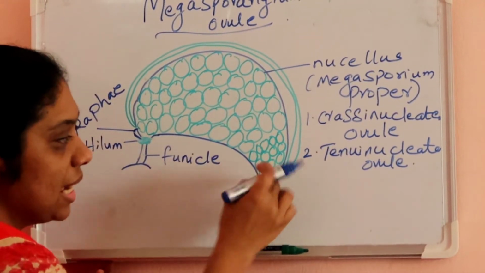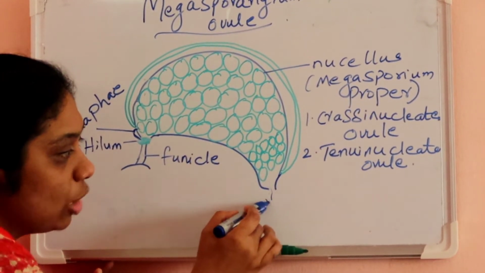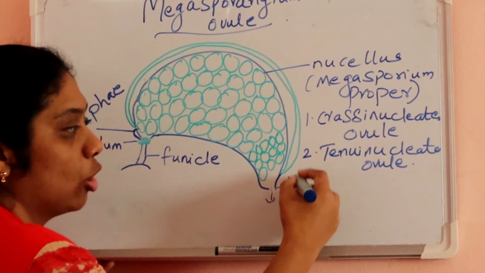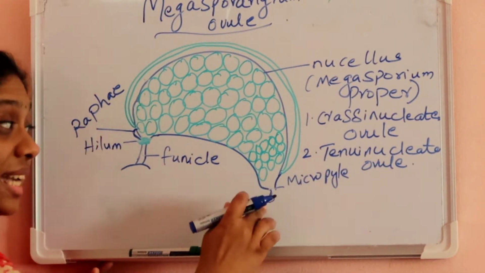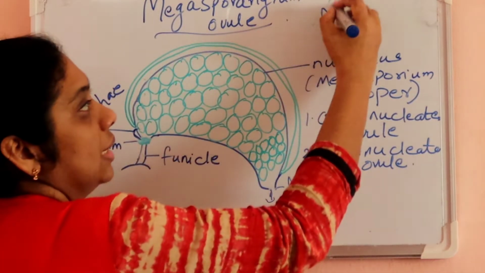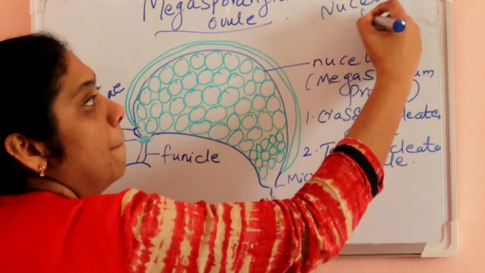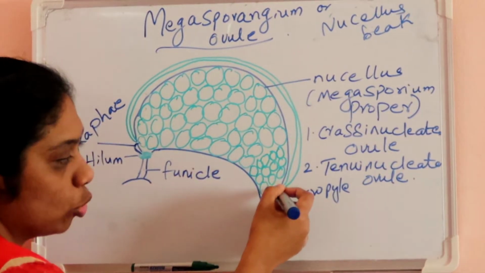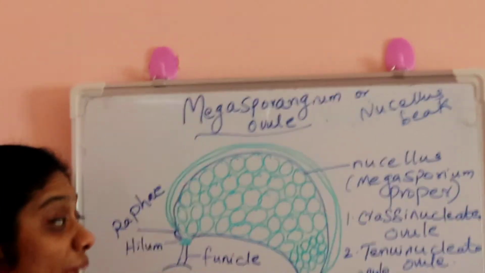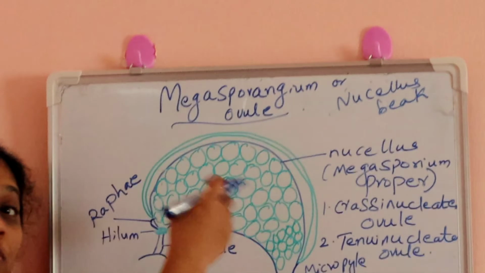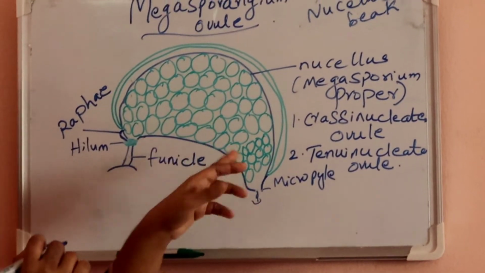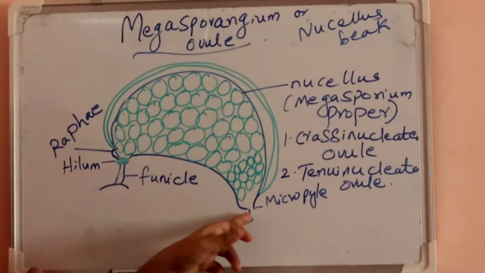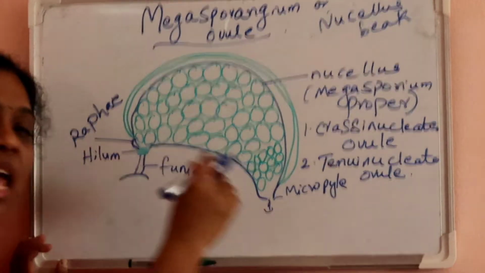Sometimes this nucellus will protrude outside of the micropyle area. This is called the micropyle. When it protrudes outside of the micropyle area, that is called the nucellus beak. This portion is for the entering of the pollen tube. The pollen tube will be entering through this portion. So nucellus beak means sometimes the nucellus will be coming outside of the micropyle region.